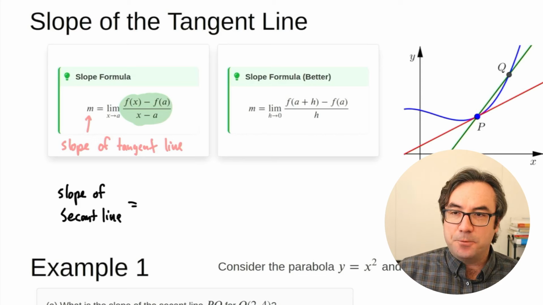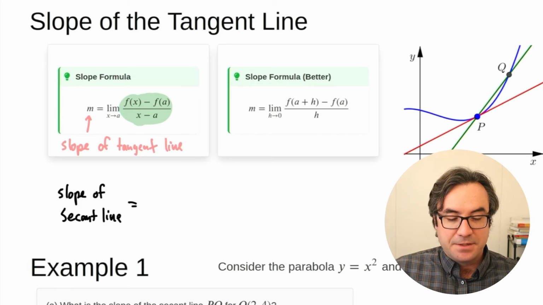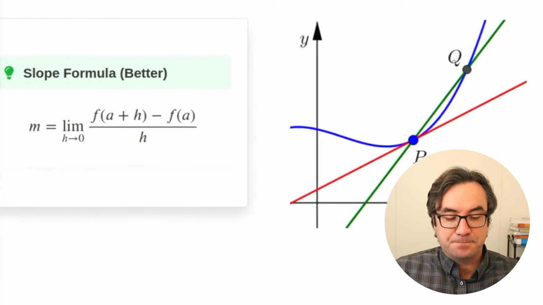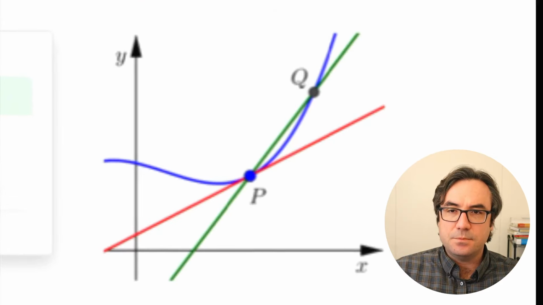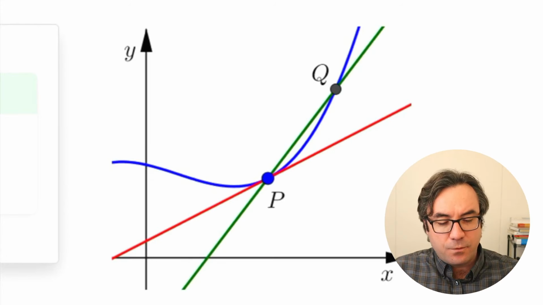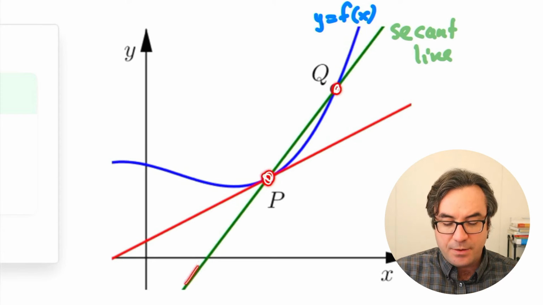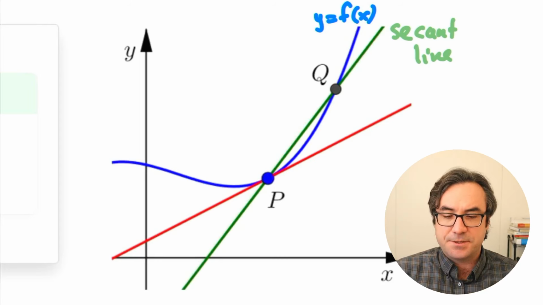All right, so let's see where this comes from. Let's pop over to our graph here. So here we go. Again, we have our curve, y equals f of x, and then we have our secant line, which we draw. We pick that second point Q, and we have our point of tangency, we have our point Q, and then we draw the line connecting those 2 points.